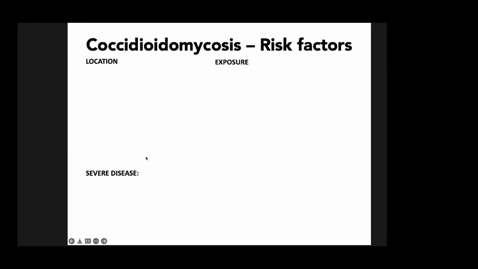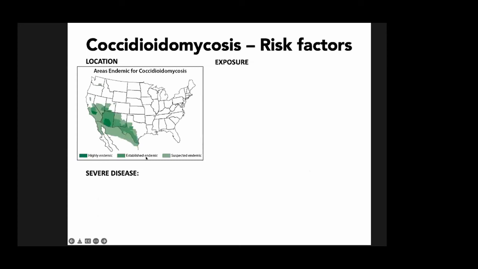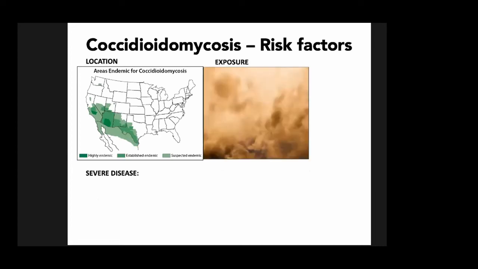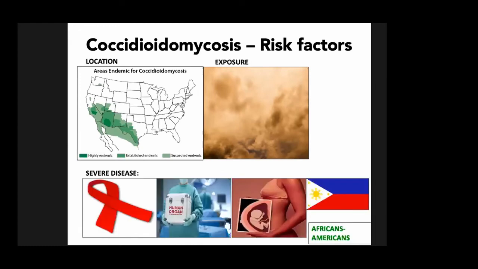So which are the risk factors for cocci? First is your geographical location. If you live in California or in Arizona, you have risk of getting cocci. The exposure usually will be someone who was hiking in California, or someone who went through a dust storm in California, which do happen here. Two to three weeks later, they will come with symptoms of community-acquired pneumonia.